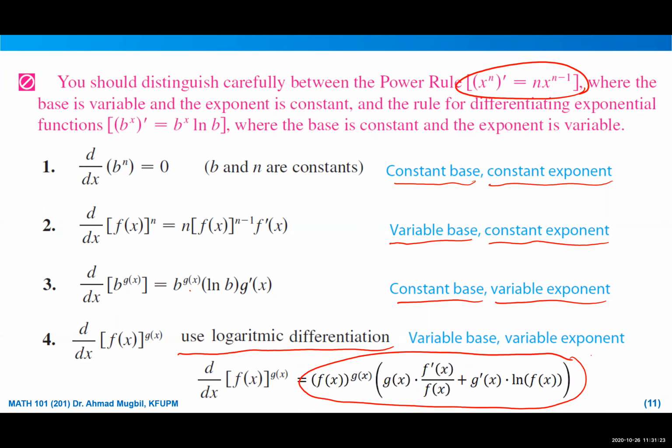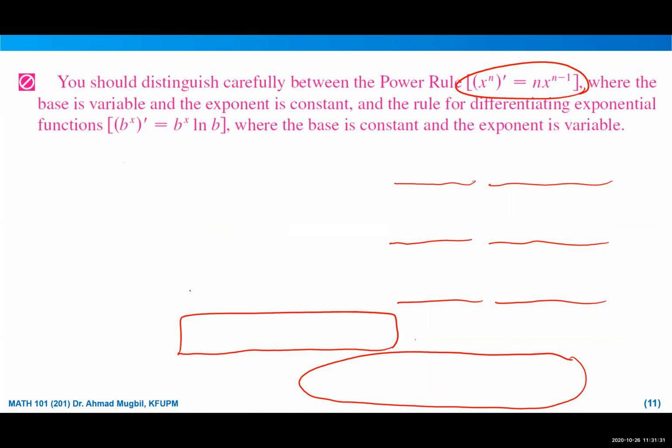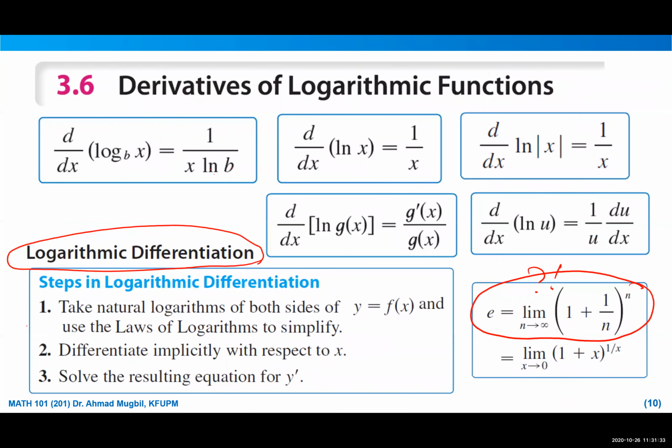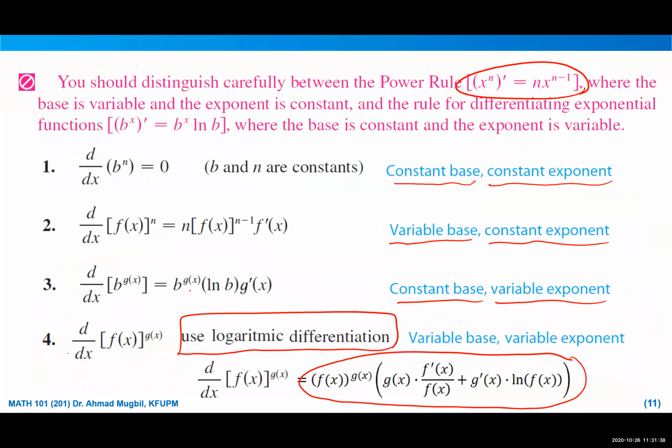If you can, of course, memorize it and you have strong memory, you can use it. But I don't advise you to do so. Just use the logarithmic differentiation. And I explained here what the logarithmic differentiation is. Step 1, step 2, step 3. Now let's apply that for some exercises.